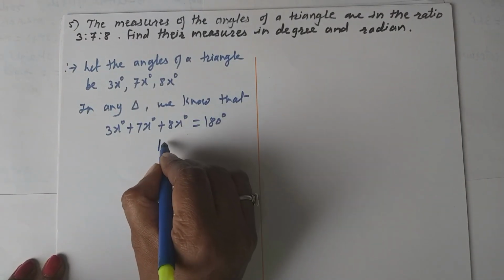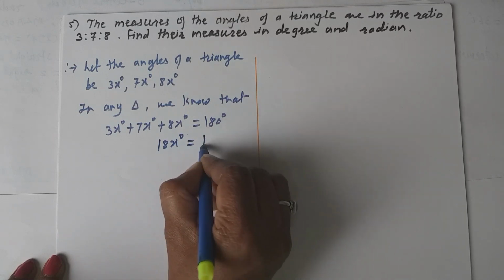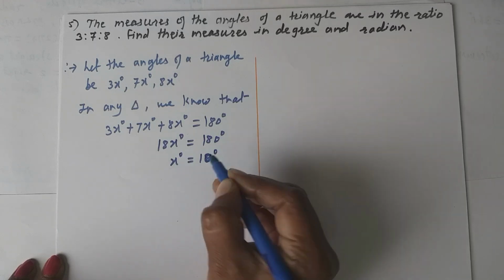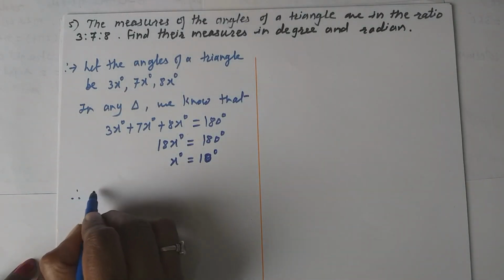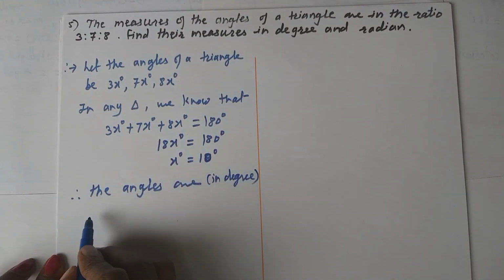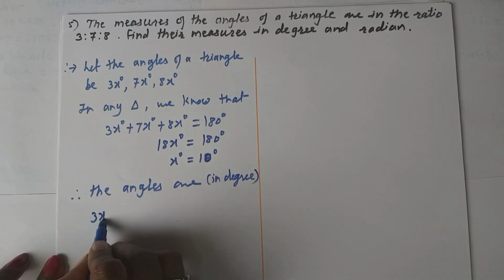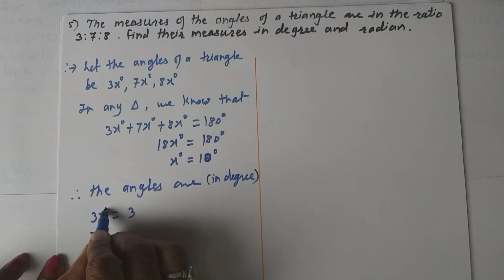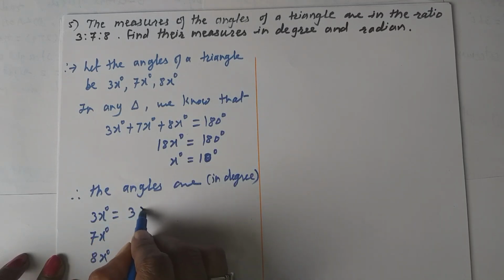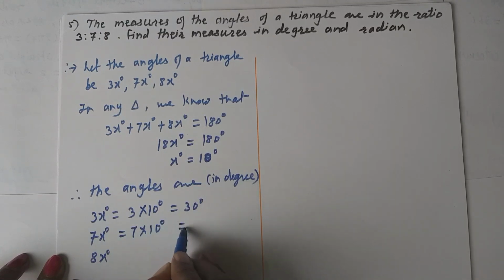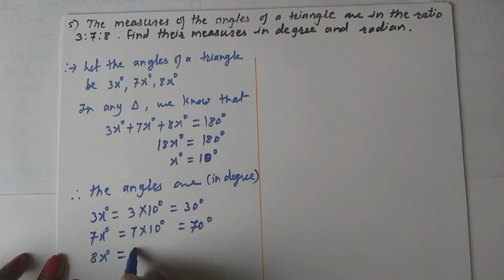Now simplify this. This is nothing but 18x degree is equal to 180 degree, and the value of x will be 10 degree. Therefore, the angles in degree are 3x, 7x, 8x. Write down the value of x. What is x degree? That is 10. This means 30 degree. 7 into 10, that is 70 degree. And 8 into 10, that is 80 degree.